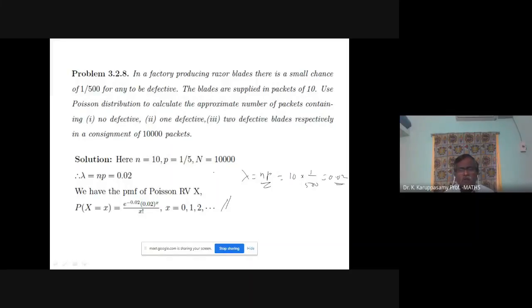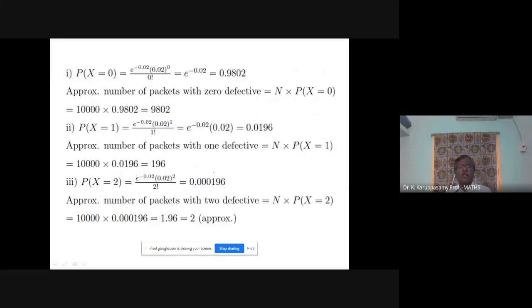Now let us find the probability for no defective. Probability of x equal to 0. In the probability mass function, replace x equal to 0. So e power minus 0.02, 0.02 power x, x is 0, divided by 0 factorial. Please remember that 0 factorial value is 1. 0 factorial is not 0. 0.02 power 0 is 1, 1 by 1. So we can omit that term: e power minus 0.02.